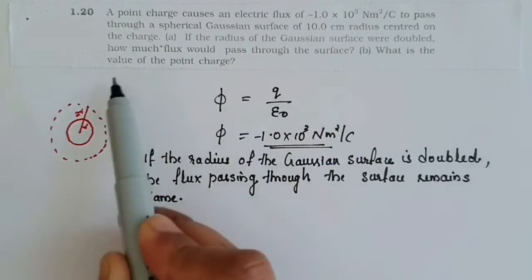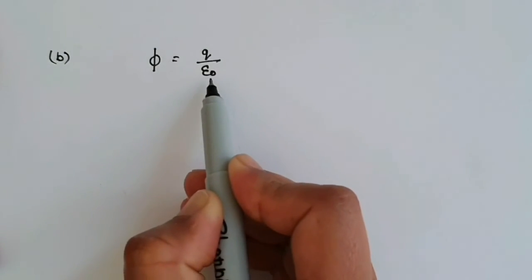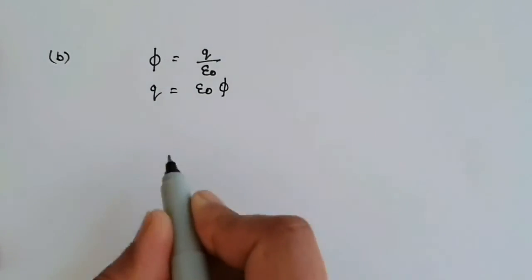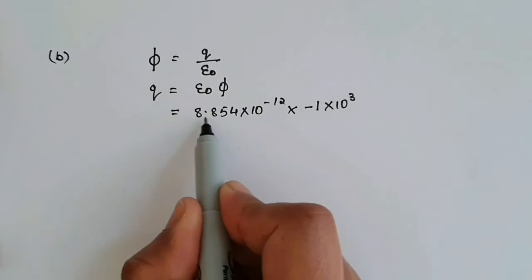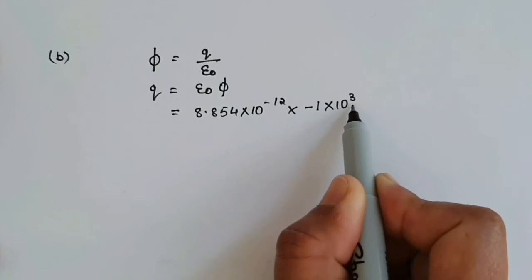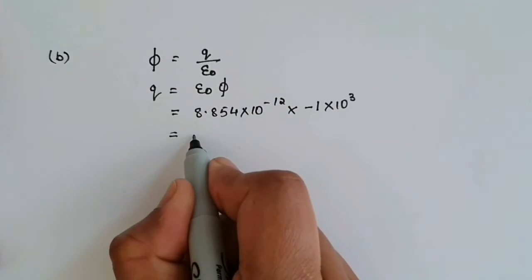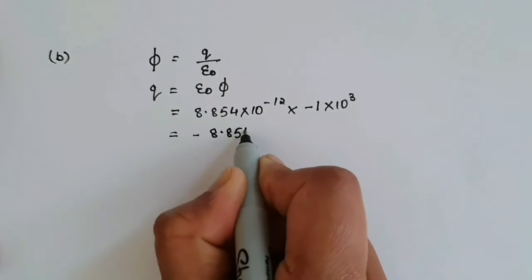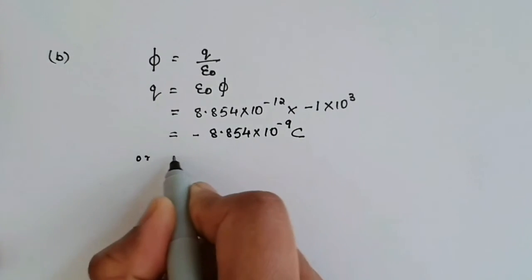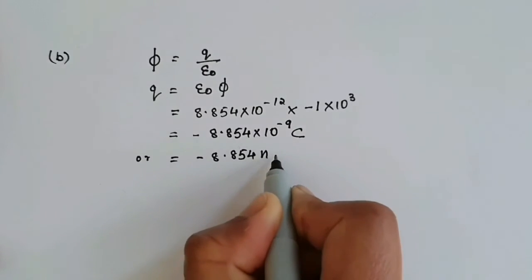Question B. What is the value of the point charge? Flux through the surface is equal to Q by epsilon 0. From this, Q is equal to epsilon 0 phi. Now substitute the values. 8.854 into 10 raised to minus 12 into minus 1 into 10 raised to 3 newton meter square per coulomb. This is equal to minus 8.854 into 10 raised to minus 9 coulomb, or this is equal to minus 8.854 nanocoulomb.